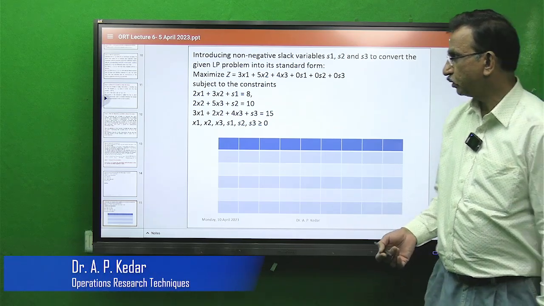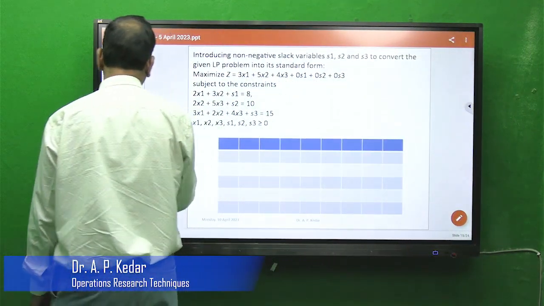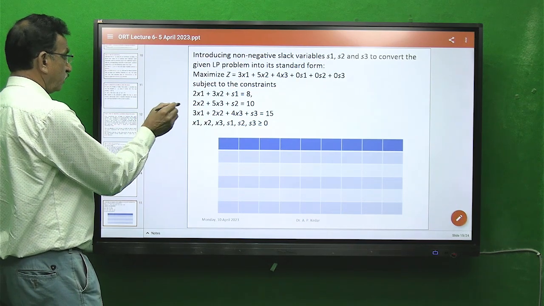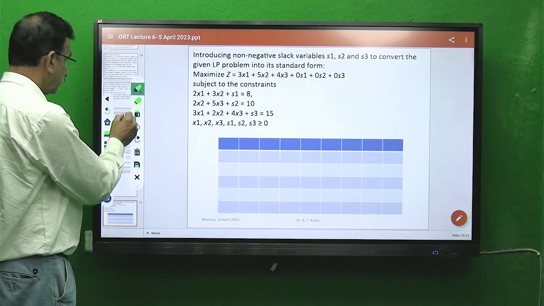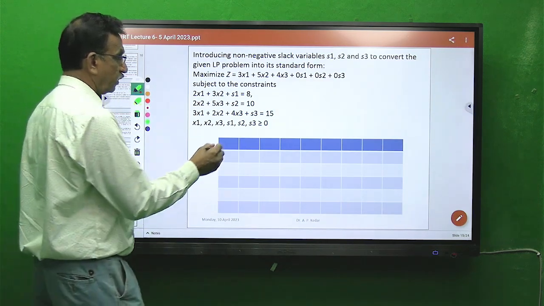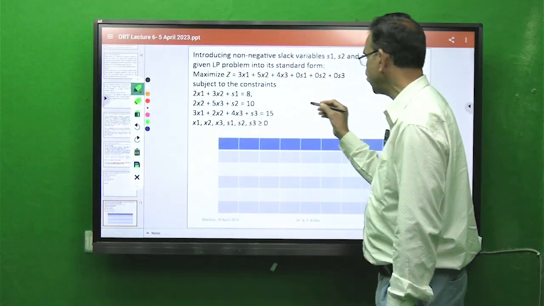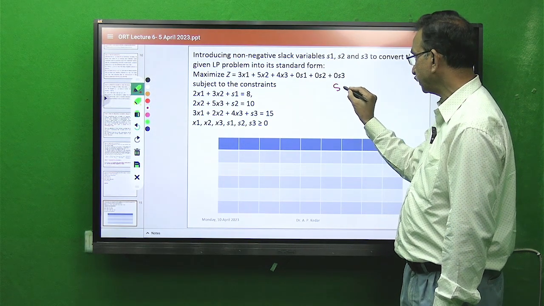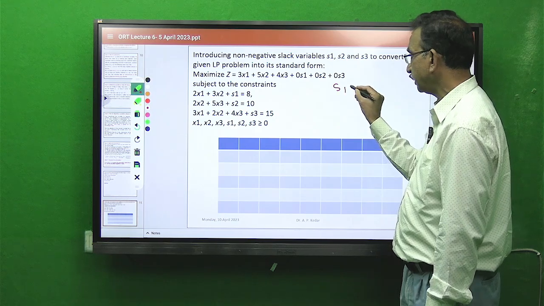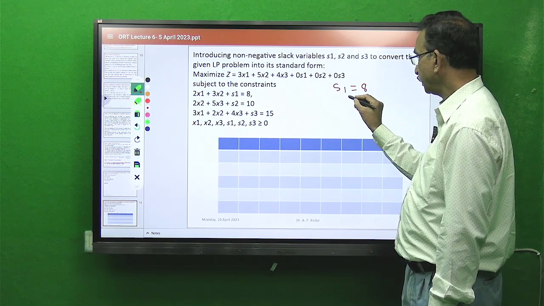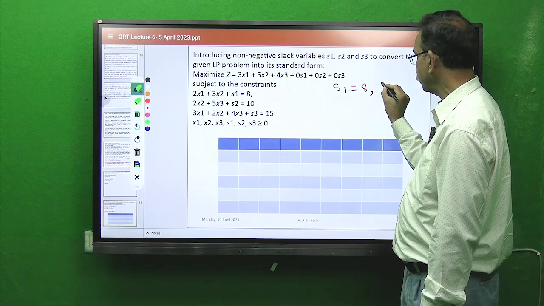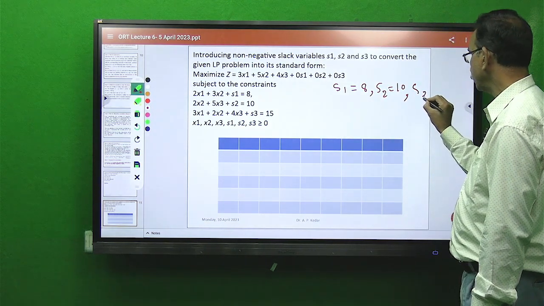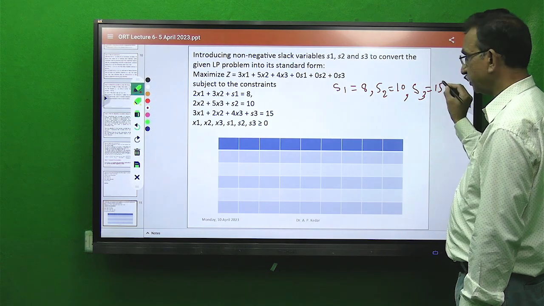So what we have seen in the previous slide was the values of variables. Putting the initial condition x1, x2, x3 = 0, we have seen that we are getting this. We have already seen in the previous slide S1 equal to 8, S2 equal to 10, and S3 equal to 15. This is our initial solution.